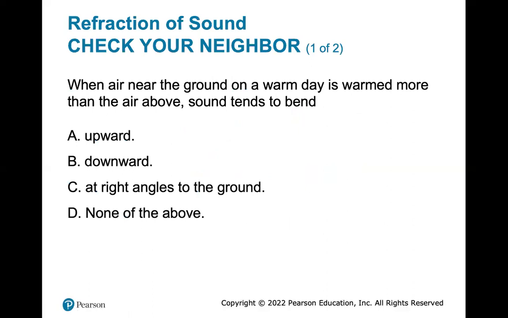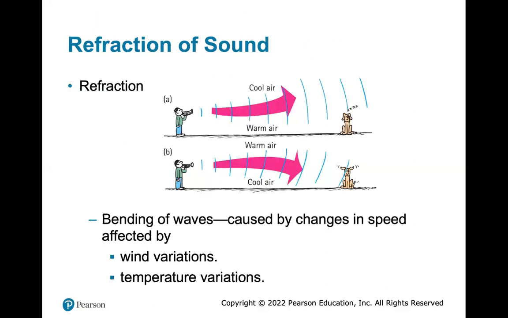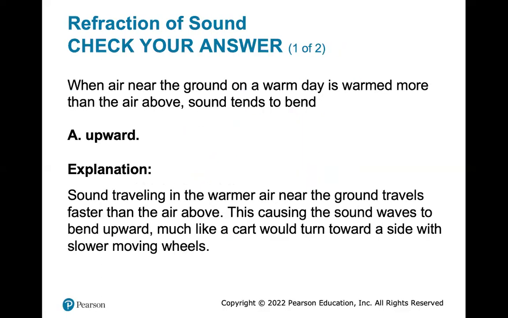A little quiz. When air near the ground on a warm day is warmer than the air above, the sound tends to bend. Well, we just looked at it. If it's warm down here and it's cool up there, it moves upward. So the answer is upward. Sound traveling in the warmer air near the ground travels faster than in the air above, thus causing the sound waves to bend upward, much like a cart would turn toward a side with slower moving wheels.